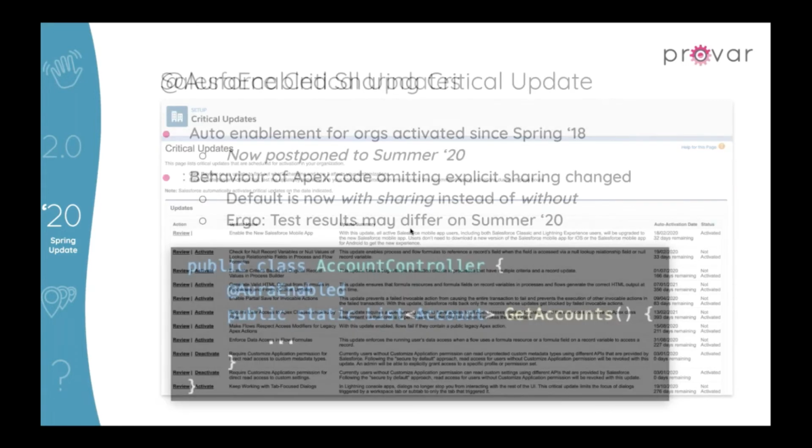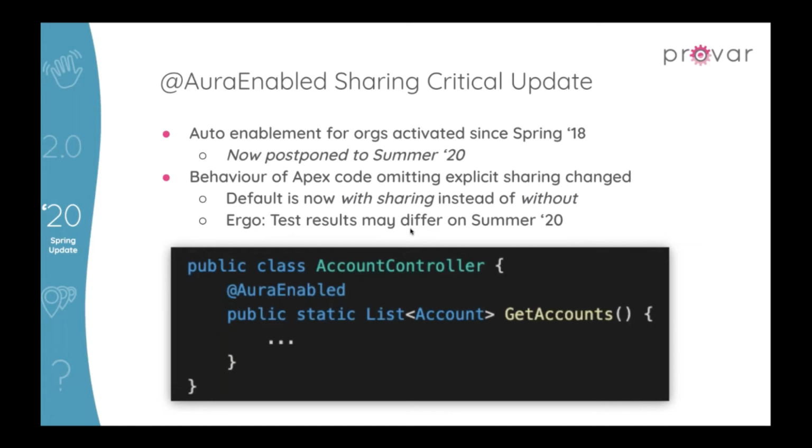One particular change I'm going to call out has actually been postponed to Summer 20 and only really affects customers at the moment who acquired their Salesforce org or activated their org since Spring 18. So that's quite a small set, but it was 2 years ago, so anyone in the last 2 years. Now, this is regarding the behavior of Apex controllers. So apologies for those who aren't developers, but at the bottom of the screen there in the picture, we have an Apex class, and that Apex class is providing data back to an Aura component, so they're Aura enabled.